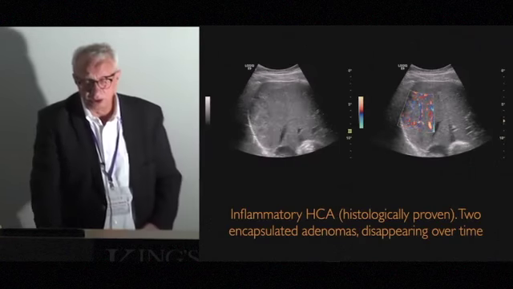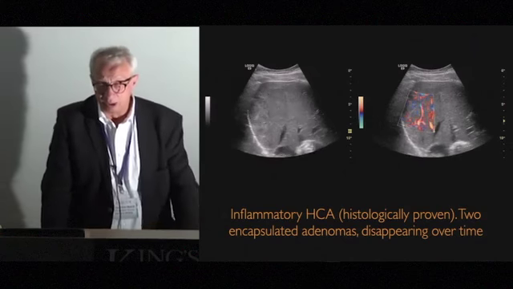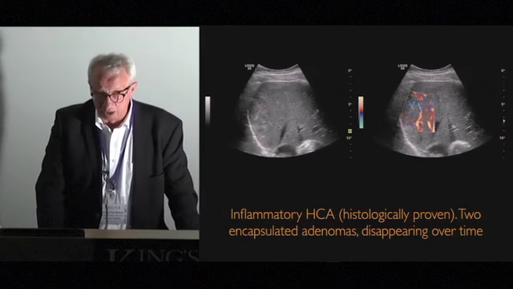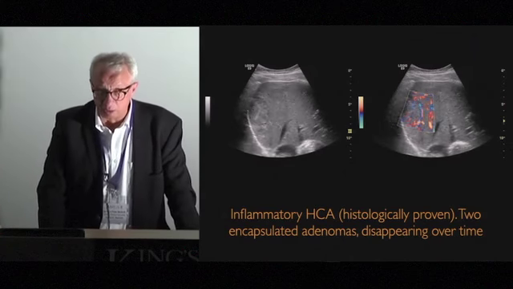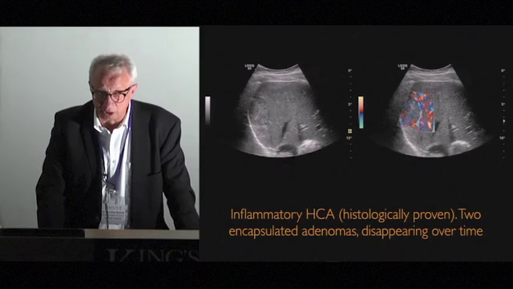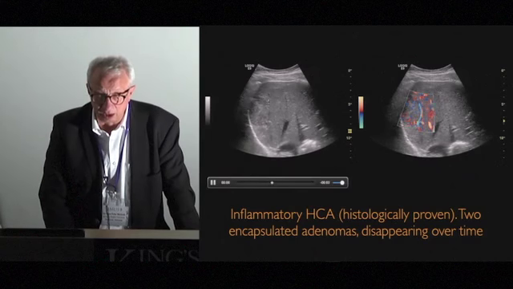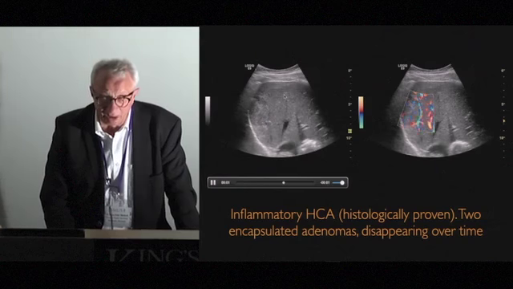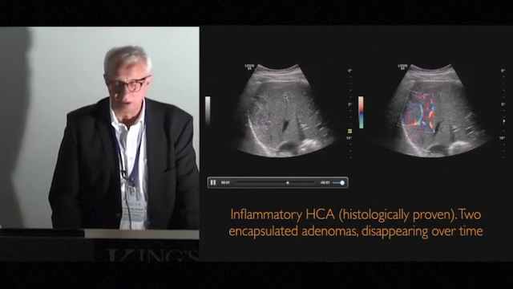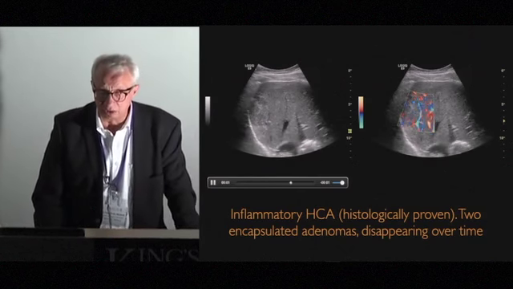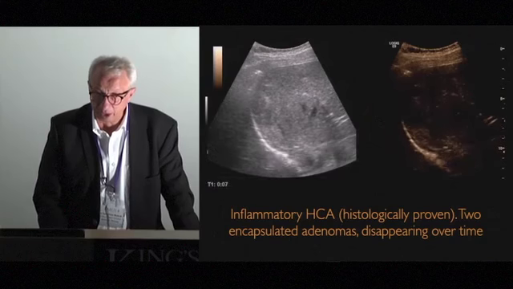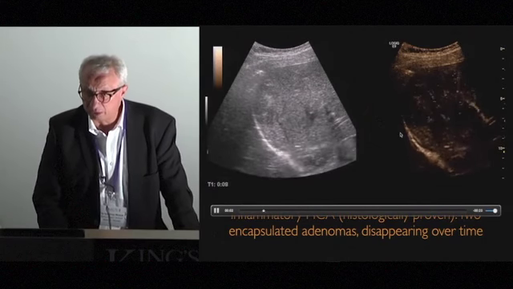So this is a patient, histologically proven inflammatory HCA. You have two encapsulated adenomas. So this is color Doppler. You can see here quite nicely, this is the adenoma. This is one. And I have to admit, I didn't see that before. But you will see that later on contrast, the second one. Okay, now the contrast is coming.